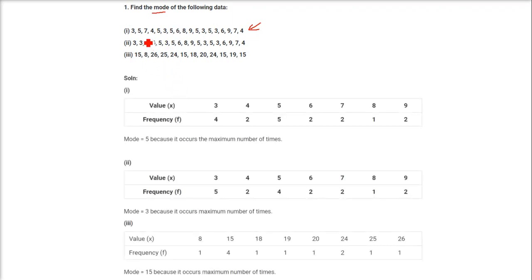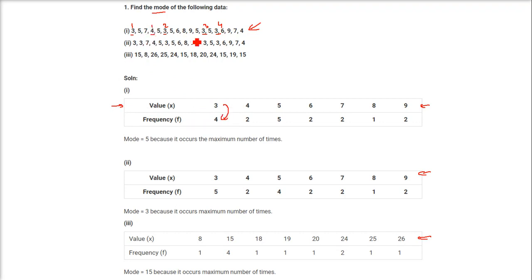So I'll just tell you how to do it. First of all, the basic thing is we will make a table, and in this table we generally write these numbers in ascending order. So I'll take 3 and determine how many times this 3 has occurred here. 3 1, 3 2, 3 3, and 3 4. So 3 has occurred 4 times. In the table, this is value and this is frequency. So 3 has occurred 4 times.